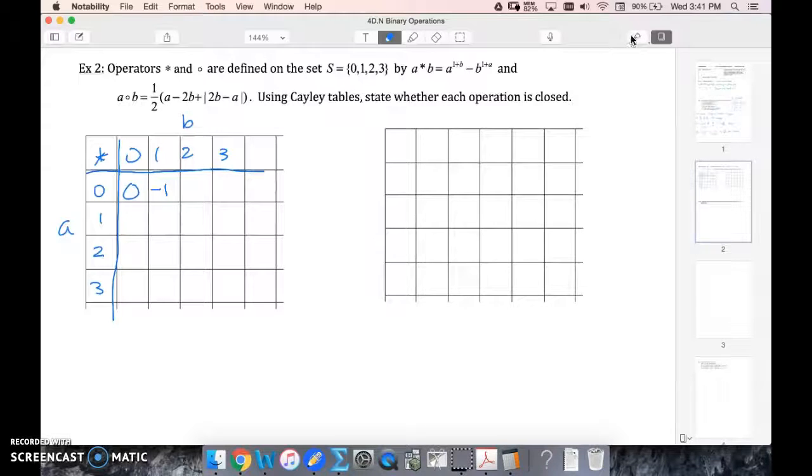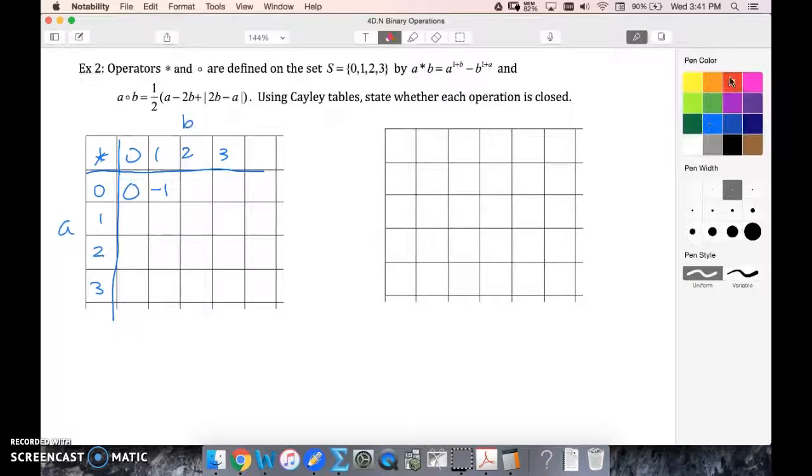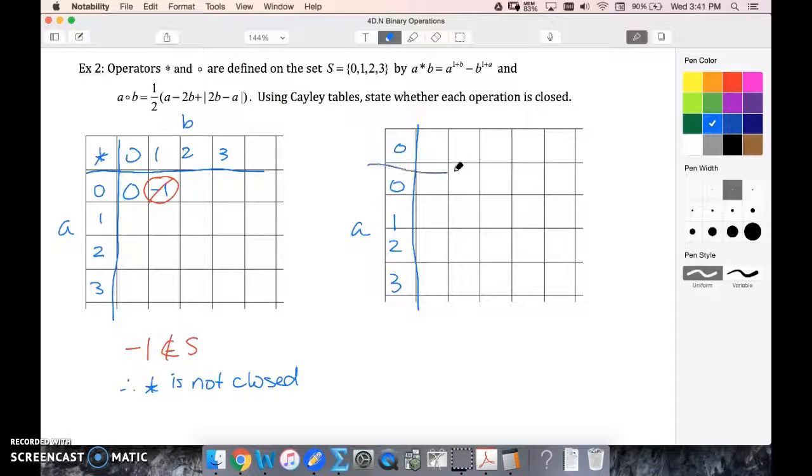Well, negative 1, I can see straight away, this is not an element of our set, so negative 1 is not an element of S. Therefore, star is not closed. All right, let's look at blob. 0, 1, 2, 3. Again, those are my A values.